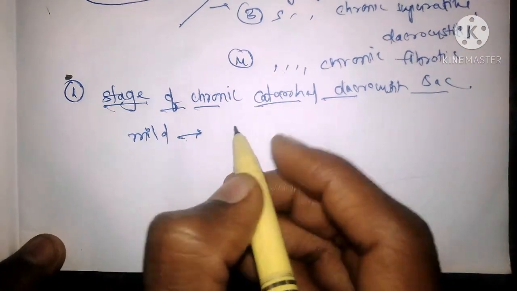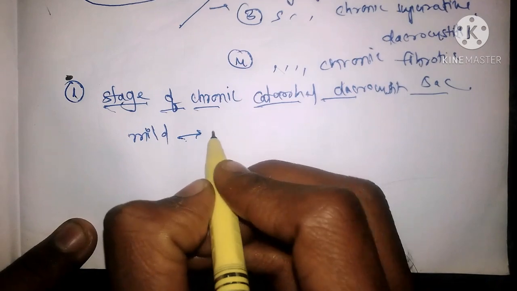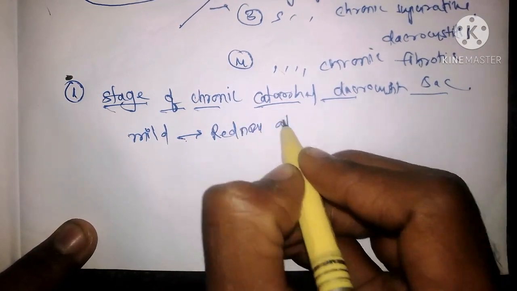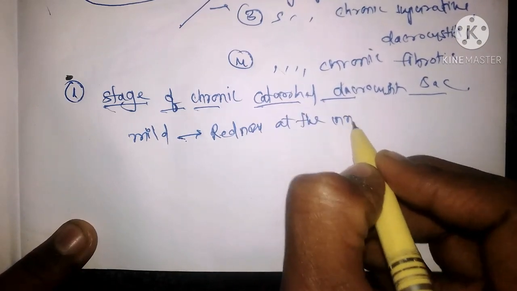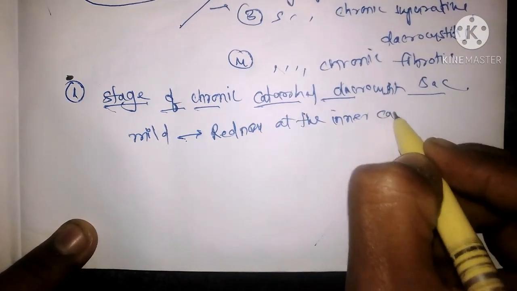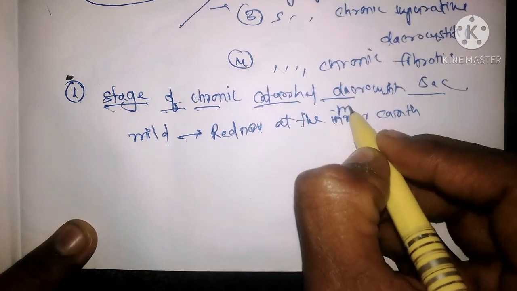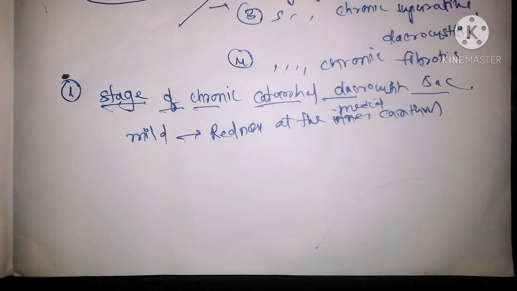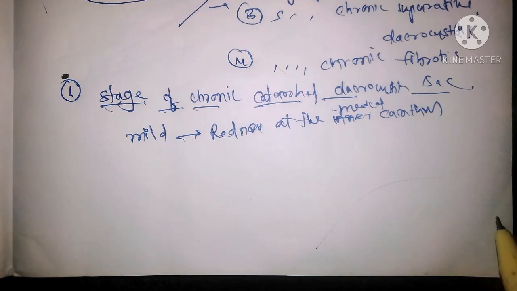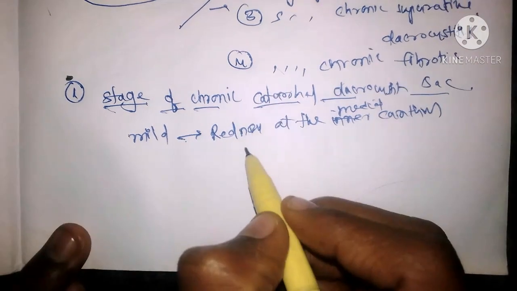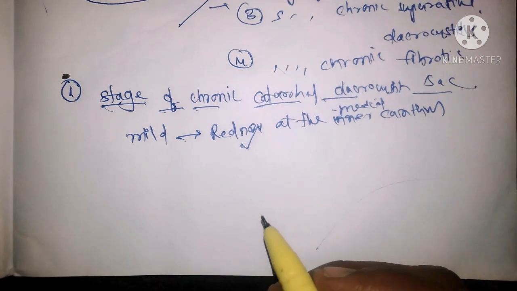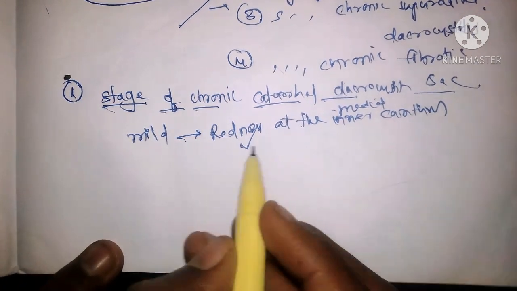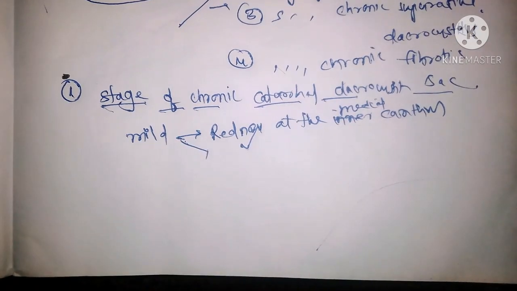Due to this mild infection, what we see here is redness at the inner canthus. Sorry, medial canthus we can say. Okay, you can say medial or inner canthus. This is the only symptom that we can see. Clear? And remaining all normal.